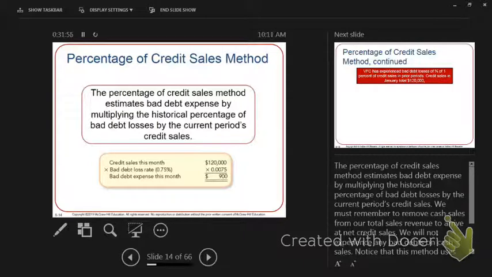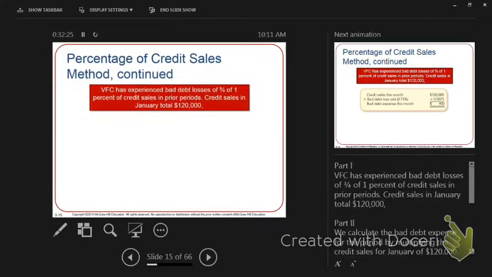All right, so percentage of sales method is based on historical data. So their credit sales, if you remember correctly, this month was 120,000. Their bad debt rate was 0.75%. So if you convert that to a decimal, it's 0.0075. That's what I meant by making sure you use your zeros right, because that has been in the homework problem and people have done 0.075. Right. So when you multiply that out, you get 900.